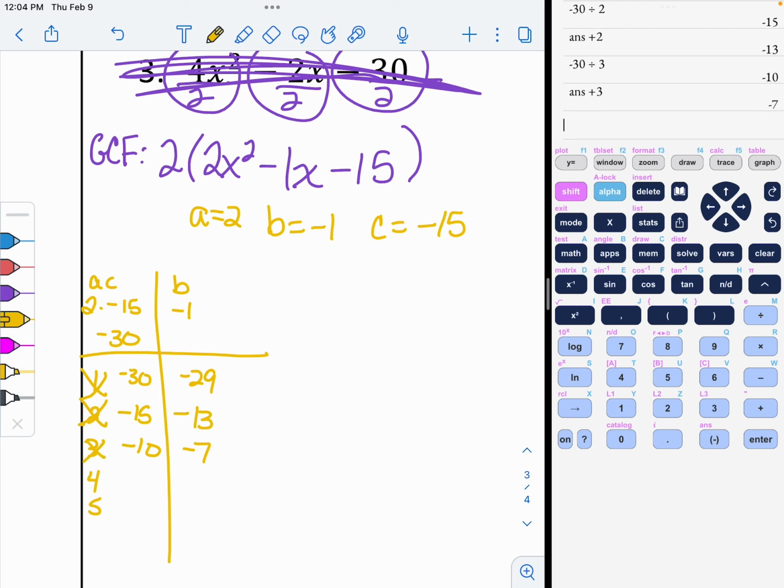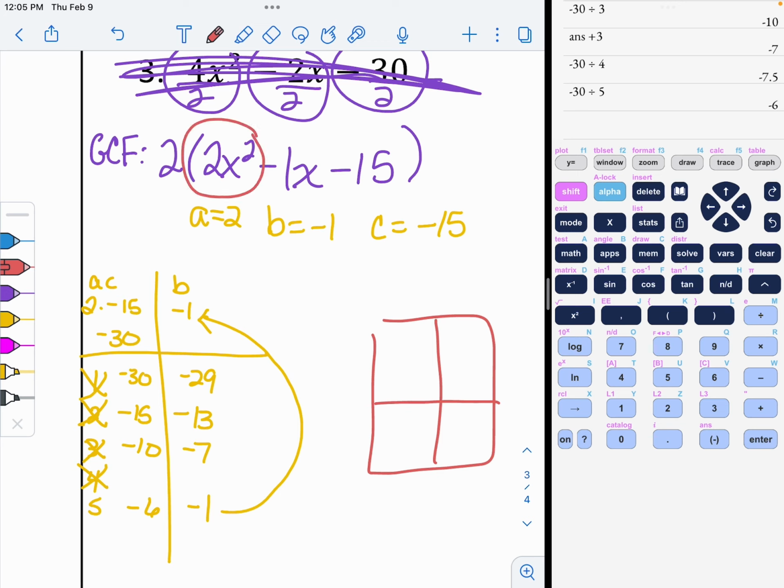Not my answer. Negative 30 divided by 4. I'm going to get a decimal. So, nope, because it's a decimal. Negative 30 divided by 5. Add, and that is exactly what I want. I don't have to do any sign changing. Time to go to the box.